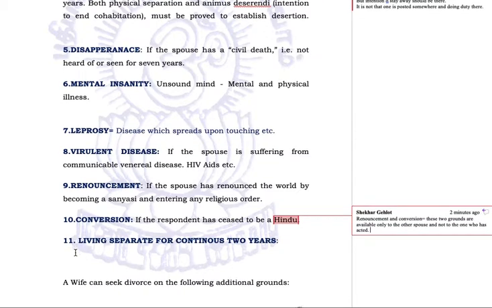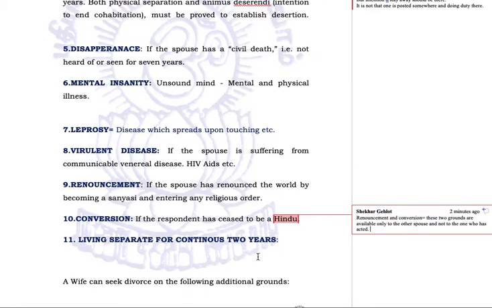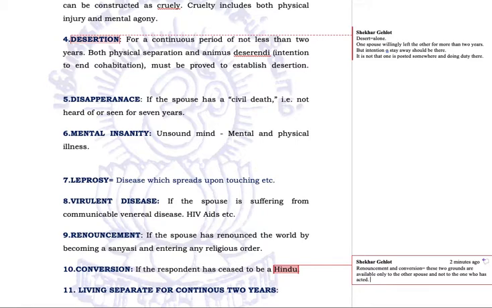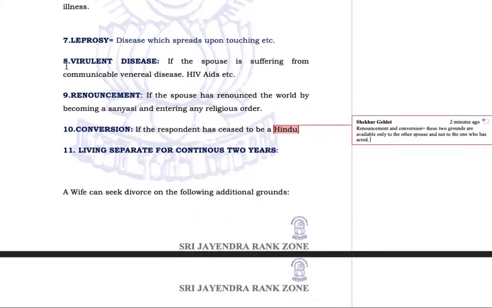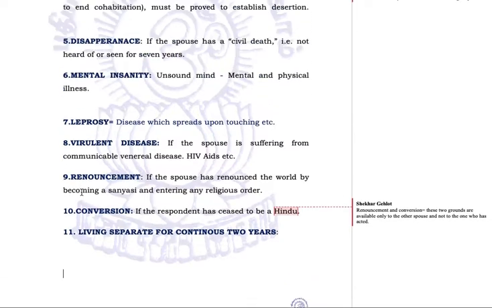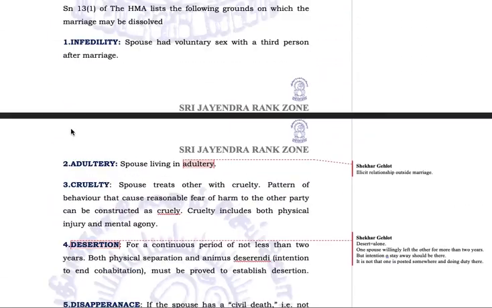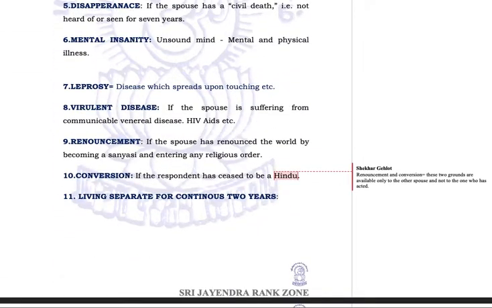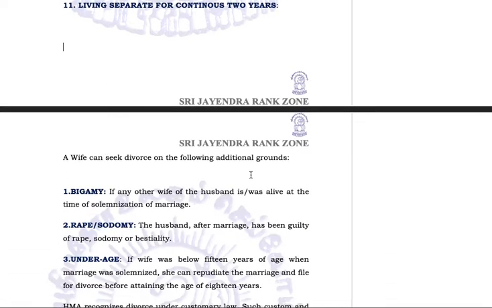Living separately for a continuous period of 2 years, just like desertion. If you are living separately for a period of 2 years without any reason, then you can take divorce. Now, these are the grounds which are common to all, 11 grounds, common to both husband as well as wife. But the law provides some additional grounds to the wife.